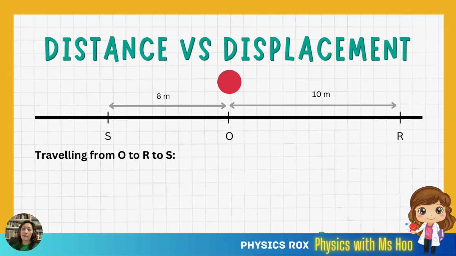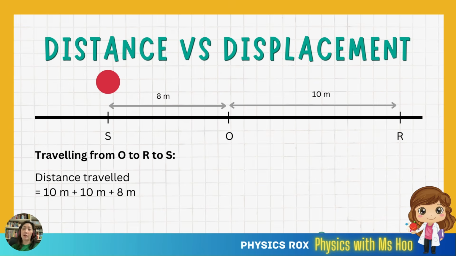So let's say we have a red ball that's going to be traveling from O to R to S. If we were to calculate the distance, when traveling from O to R, first it has traveled 10 meters. And then when traveling to S, it has gone backwards. But in this case, because we're calculating the distance traveled, you just need to count how far the object has moved overall. So that's why we add another 10 and 8 meters as per the diagram. This gives us the total distance traveled of 28 meters.